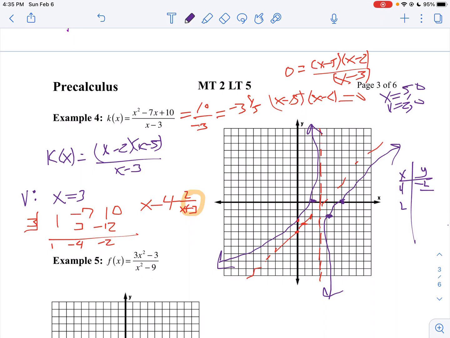And then I could do the same thing for 2. 2 squared is 4, minus 7 times 2 is 14. So 4 minus 14 plus 10, oh, that's my x-intercept, which is 0. Now, of course, don't trust me. Graph it yourself to see how it checks out.